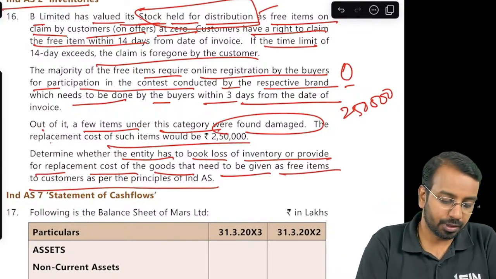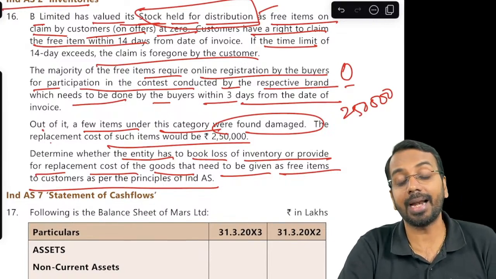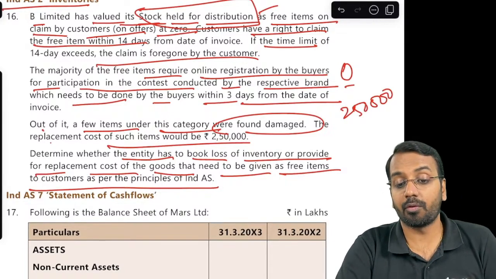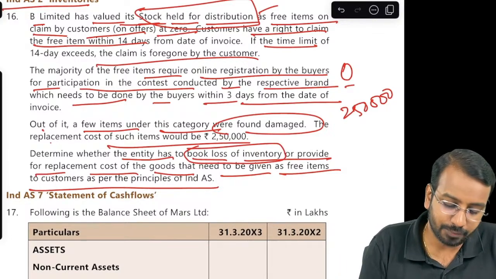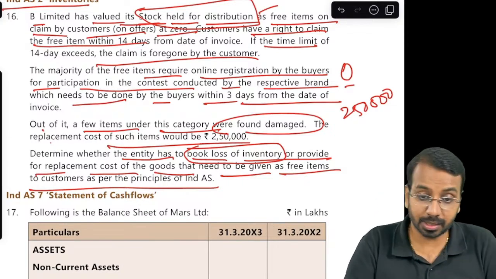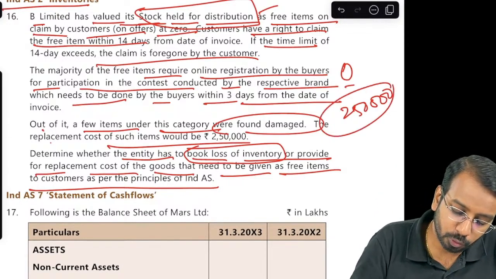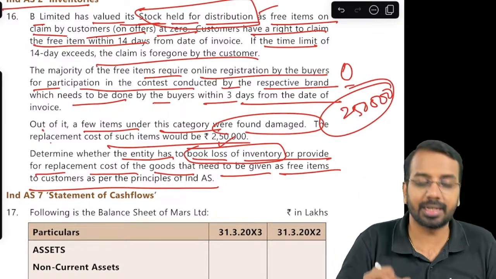Now, if you refer to Ind AS 2, you are already valuing the inventory at how much? 0. If you have already written off something at 0, then you don't need to book any further loss on the inventory, because inventory will not be negative. But you will have to procure goods for 2,50,000. You will have to spend 2,50,000 because this inventory is damaged.